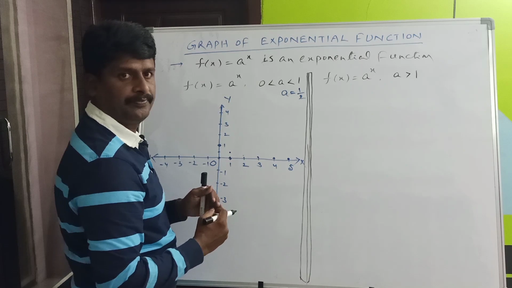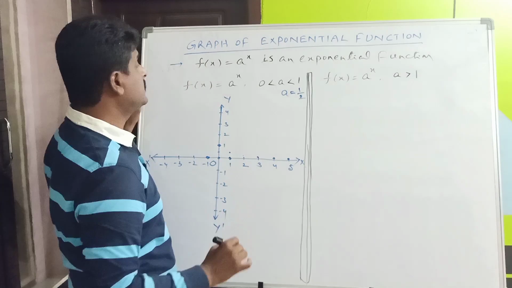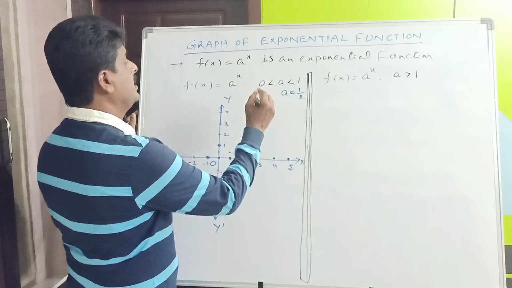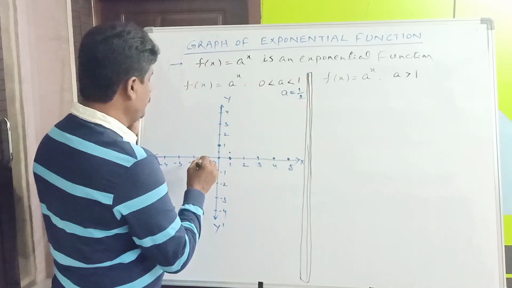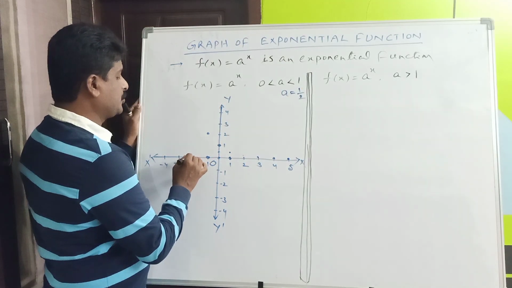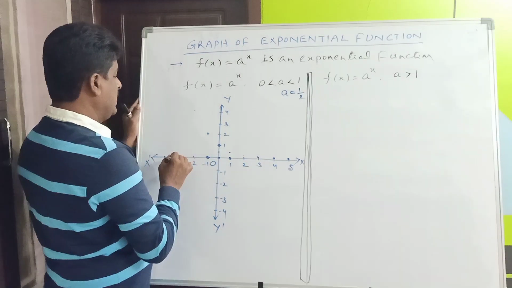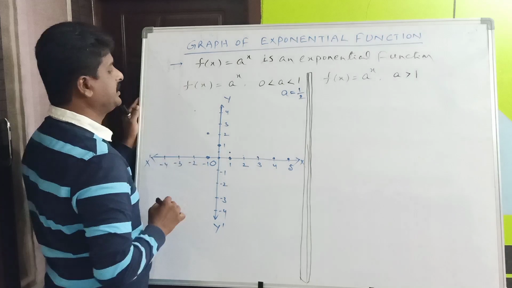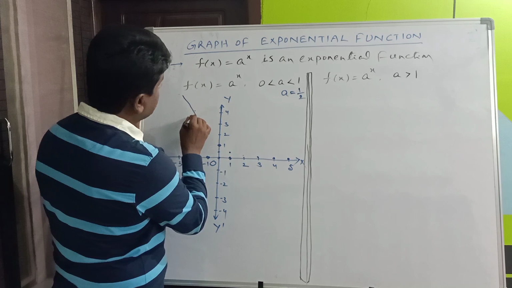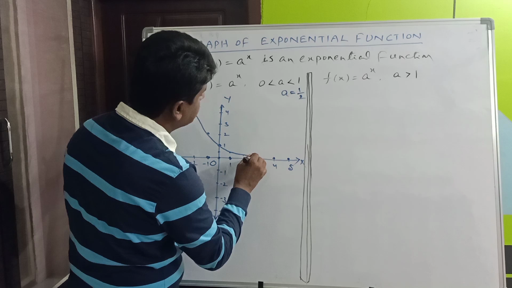It is coming down. And you see, for x = -1, it is a^-1, which is (1/2)^-1, and its value is 2. It goes to 2. For x = -2, (1/2)^-2 becomes 4. For x = -3, it goes to 8. Now, the graph of the exponential function in this case will be like this.